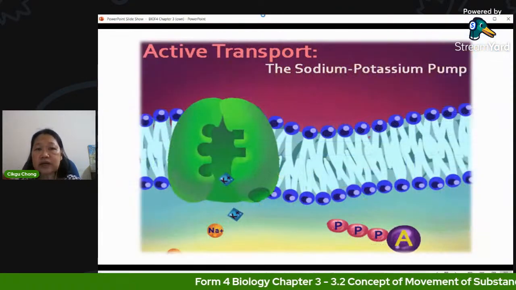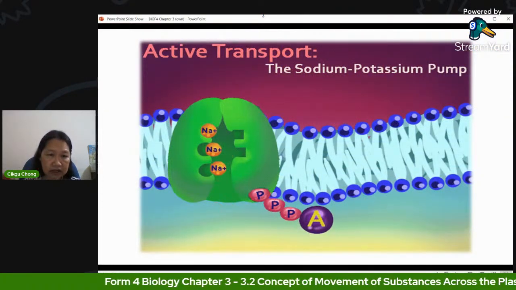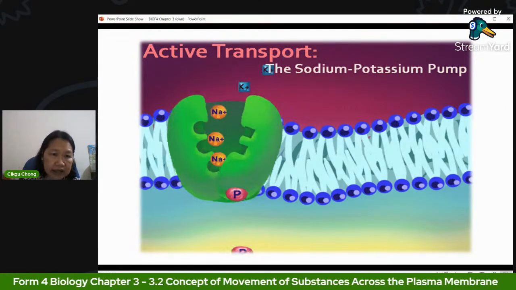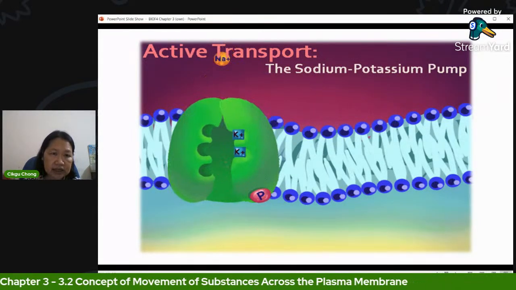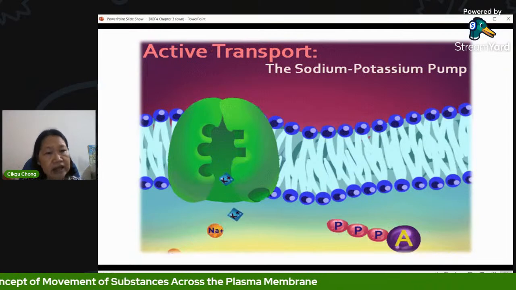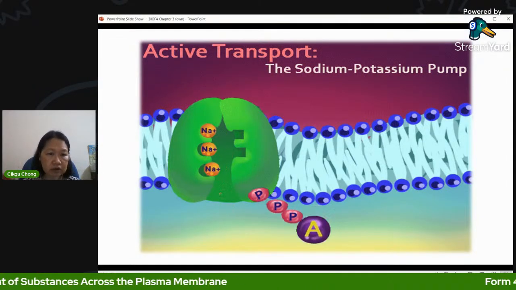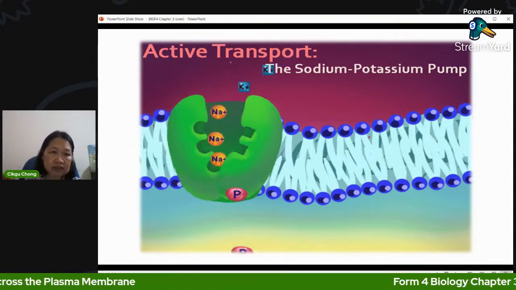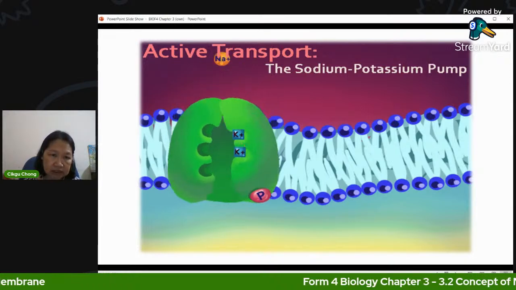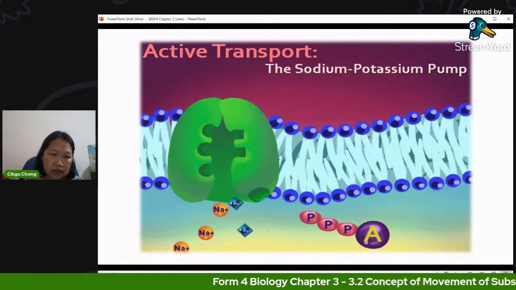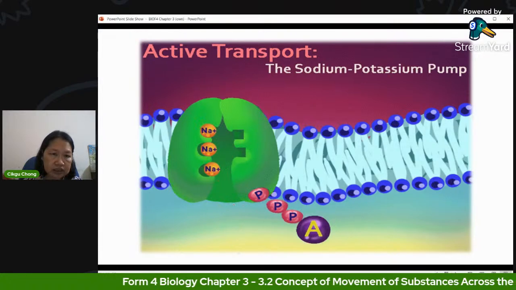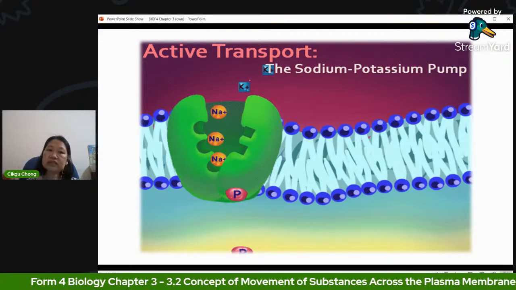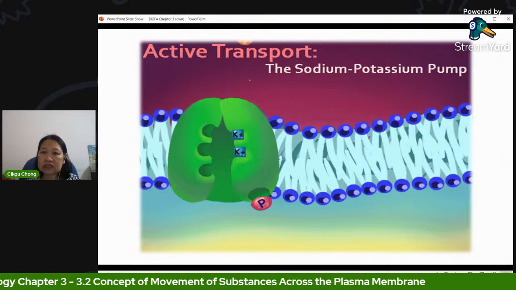All right, now let's look at the animation here. Look at it carefully. Three sodium ions attach, the phosphate attaches and it changes shape, then it pushes out. At the same time, the potassium ion comes in. Look at it here. When it opens, the potassium comes in. And when the potassium ion detaches, it will turn back the shape. So this is how the sodium-potassium pump works.